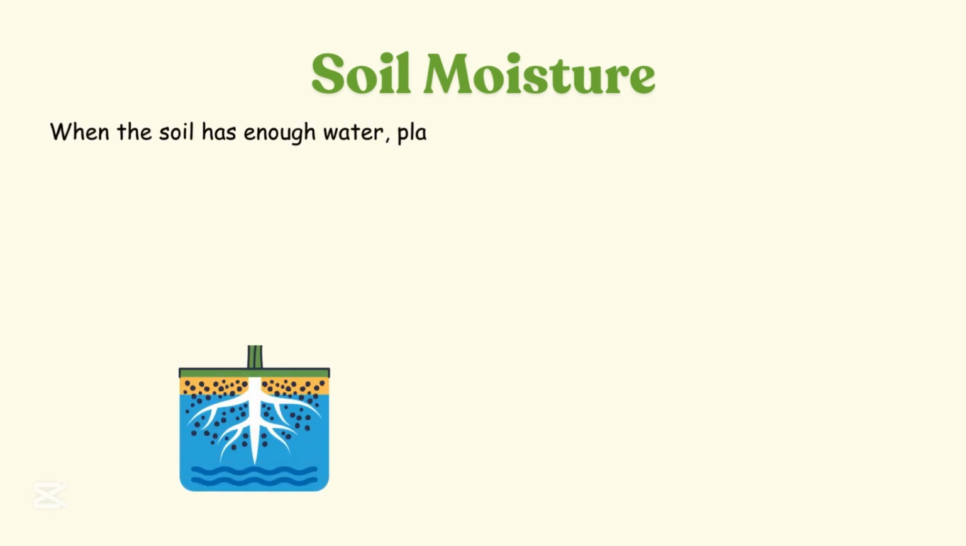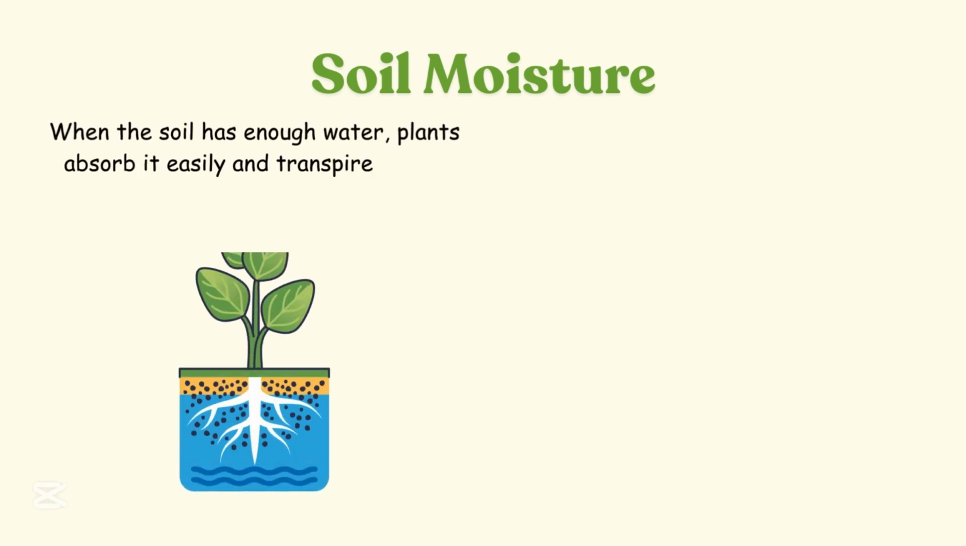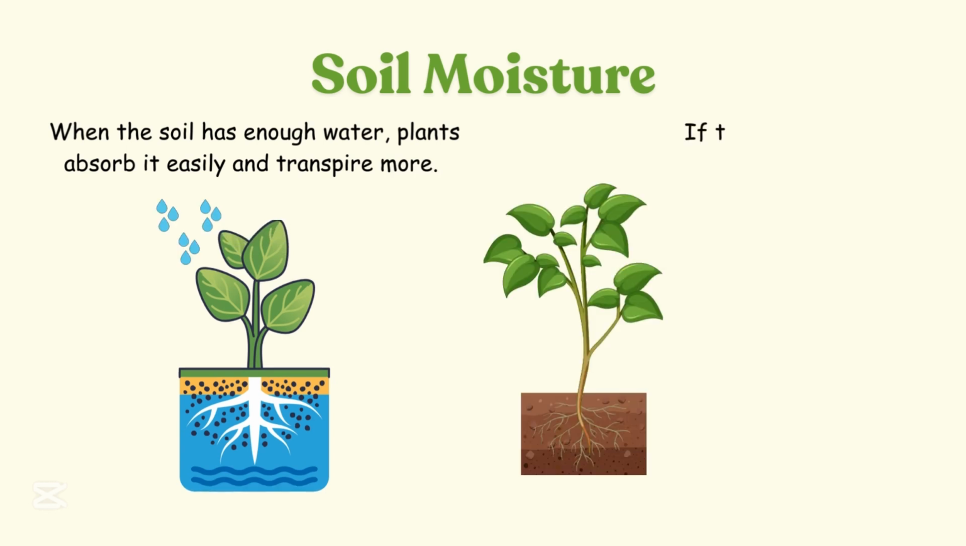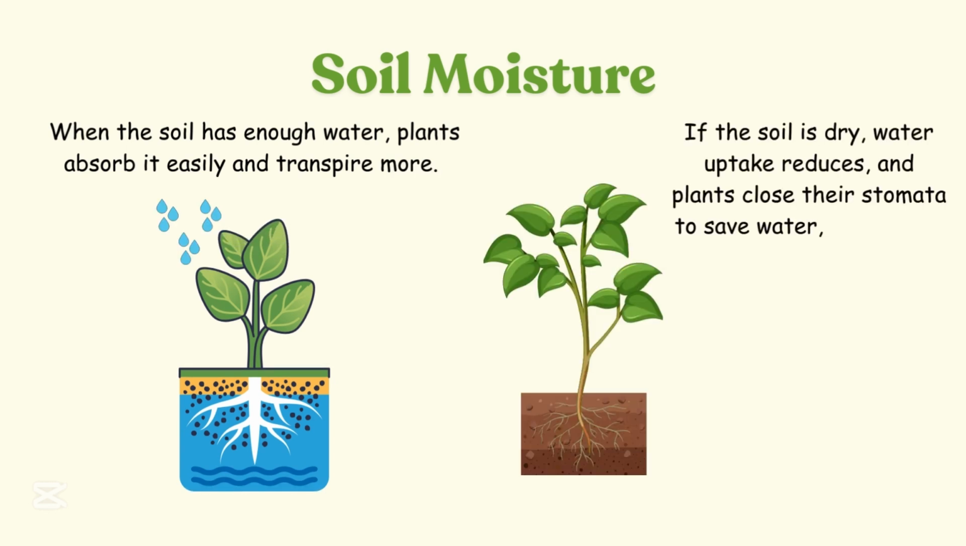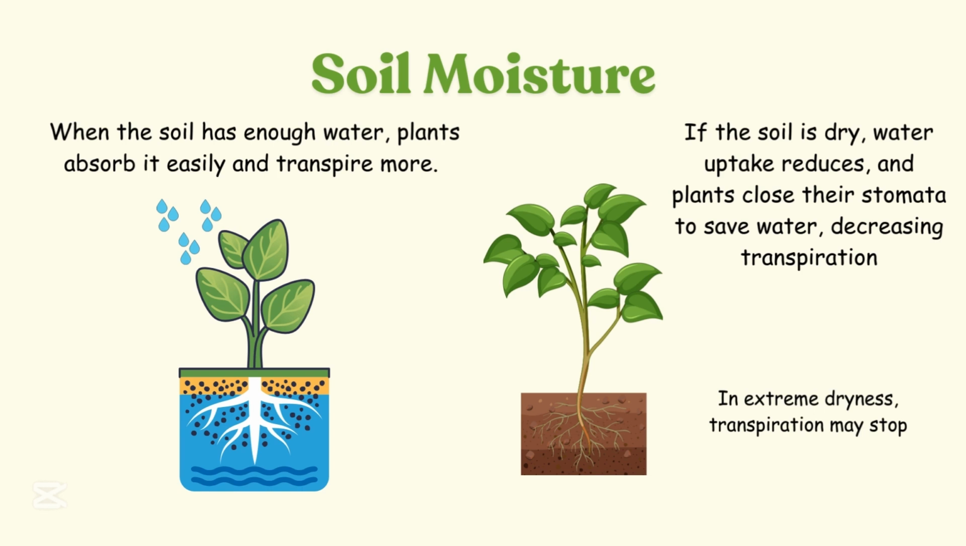Soil moisture directly affects transpiration. When the soil has enough water, plants absorb it easily and transpire more. If the soil is dry, water uptake reduces and plants close their stomata to save water, decreasing transpiration. In extreme dryness, transpiration may stop completely to prevent wilting.